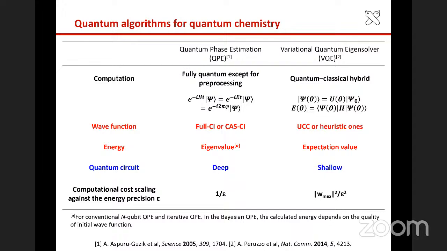And we can obtain the energy expectation value. The big difference is the depth of the quantum circuit, because in VQE, all we have to do is generate some approximate wave function. So usually this U theta is much shallower than the time evolution operator. So the quantum circuit required for VQE is much shallower compared with QPE. But today's focus is the QPE part.